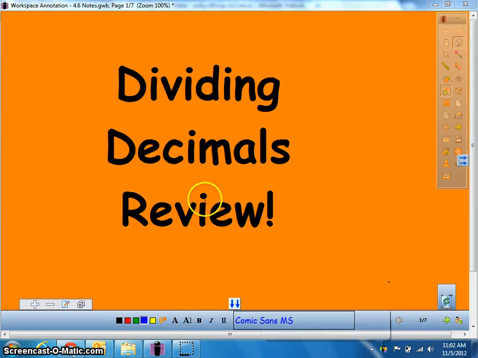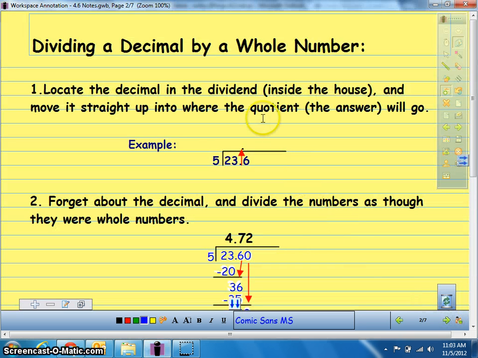Hey, today we're going to do a little dividing decimals review. Last week we learned in lesson 4.4 how to divide a decimal by a whole number. So we're just going to quickly review that here. Dividing a decimal by a whole number, we need to first locate the decimal in the dividend, so that's the number inside the house. And we're going to move it straight up into where the quotient goes.